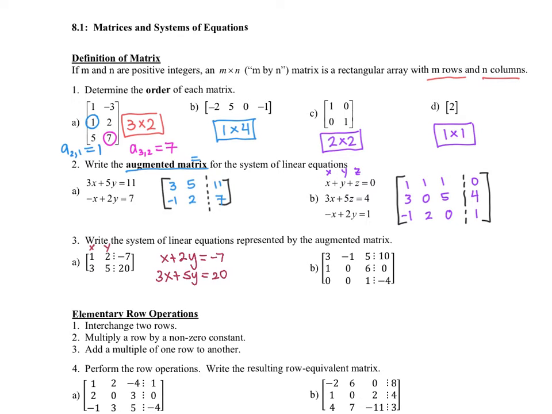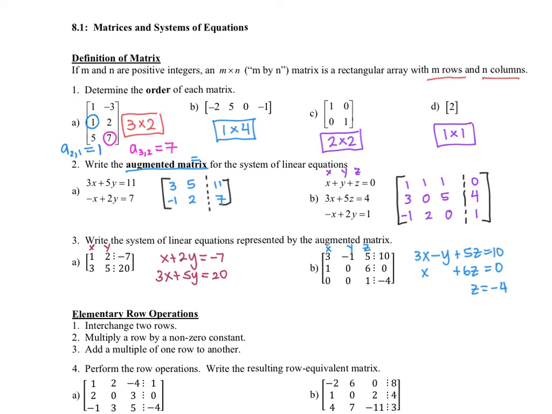Okay, so for B, it has 3 columns, so we're going to go with x, y, and z. So 3x minus y plus 5z equals 10. X, I don't have to write anything for y, plus 6z equals 0. And then for the last row, there's no x's, there's no y's, so z equals negative 4.